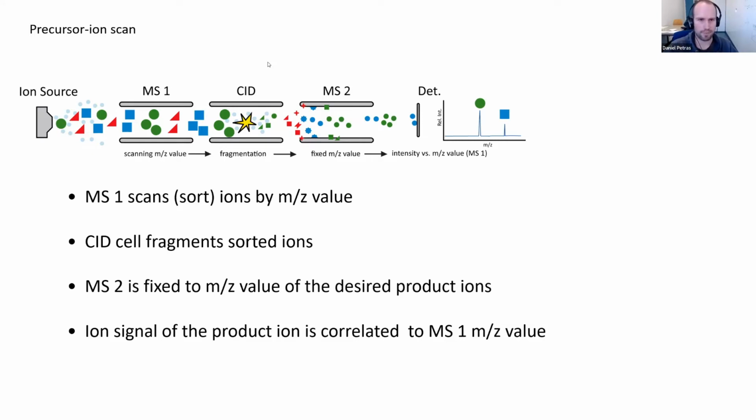So while the product ion scan, where we basically look for fragments from a particular precursor, is typically used for identification, we can also use tandem mass spectrometry where we already have some structural information about a compound and search for similar compounds. And one very classic way to do so is the precursor ion scan.